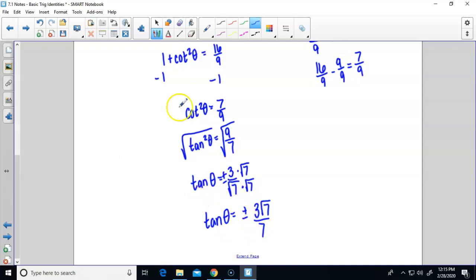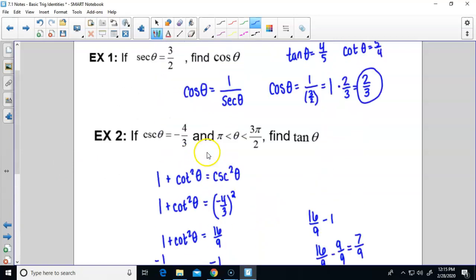So there was some information at the beginning that I kind of ignored whenever I was doing this problem. It tells me that pi is less than theta less than 3pi/2. So on your unit circle, right here is pi, and right here is 3pi/2. So if they tell us that theta is in between these two values, they're telling us that we're looking in that third quadrant for our answer.